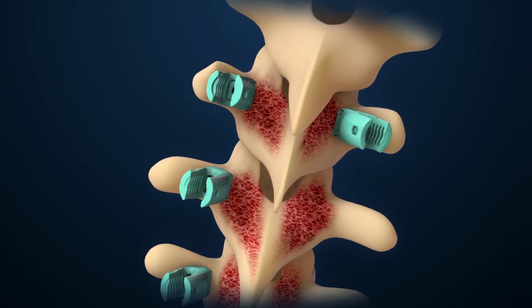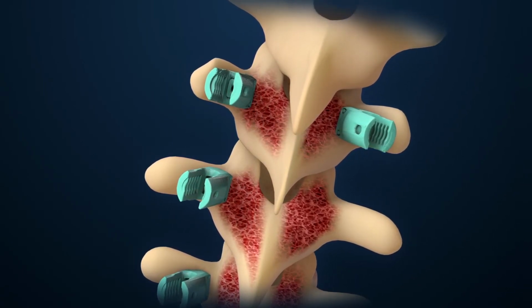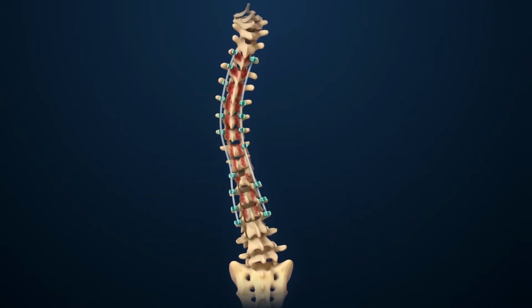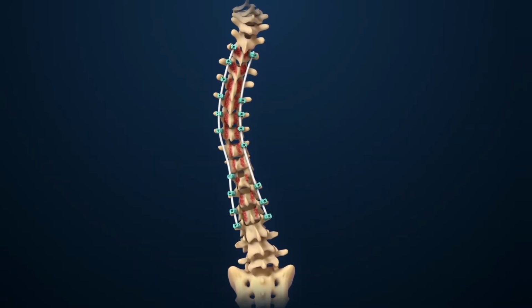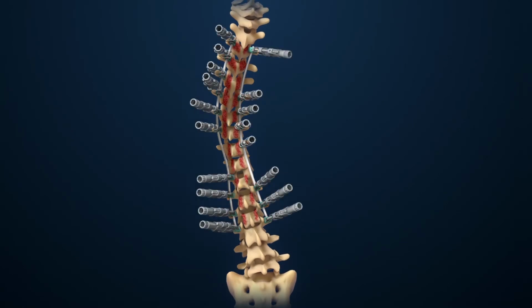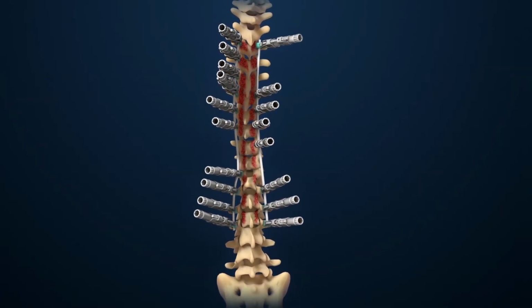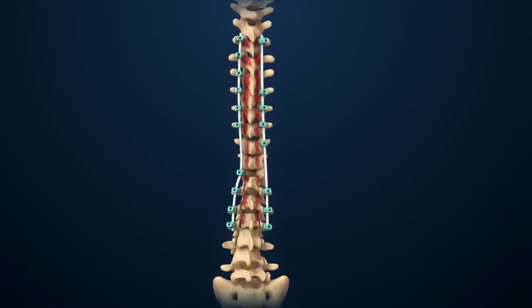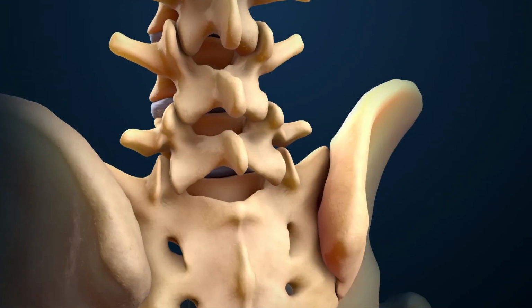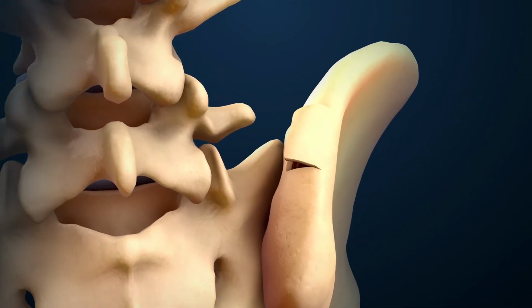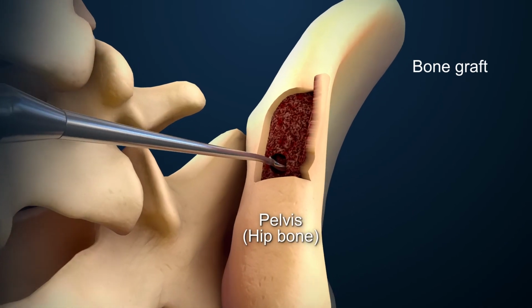The surgeon will place screws, hooks, or wires into the vertebrae. Rods will be placed alongside the vertebrae and attached to the screws, hooks, or wires in order to straighten the spine. The surgeon may remove small pieces of bone from the ribs or hip bone to use as bone grafts.